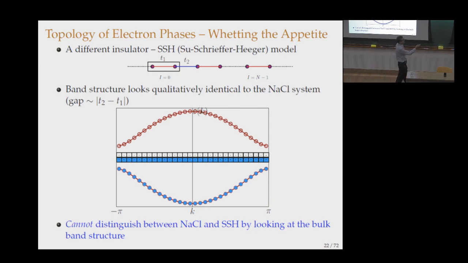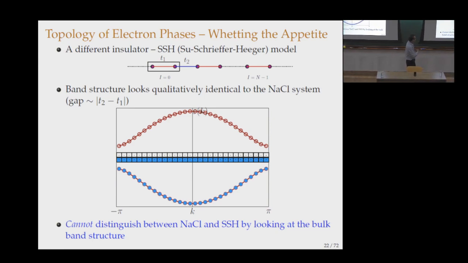Now if you look at the band structure, you again see that the dispersion looks exactly the same, right? Qualitatively it looks exactly like the sodium chloride case, and there is a gap, and that gap is T2 minus T1, which is the difference of these hoppings. Okay, and again the ground state is a filled Slater determinant of the valence band states, and so apparently it looks no different from what I showed before.